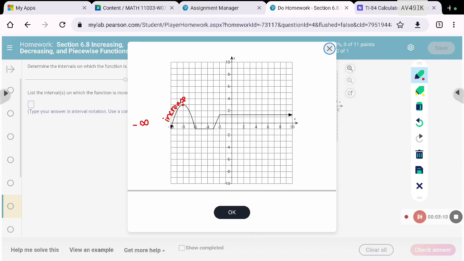And then it's going to go down. So that's going to be a decrease until it gets to this point. And then it's going to go straight across. So this section down here is going to be a constant until it gets to there. It goes up again, so another increase until it gets to this point, and then it's going to be constant again.